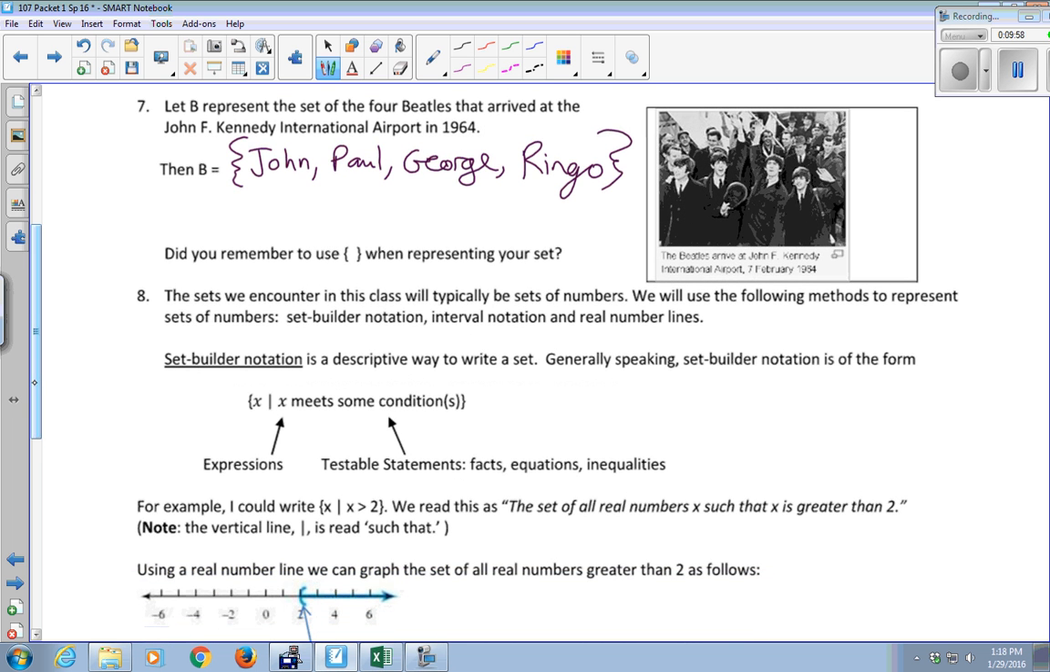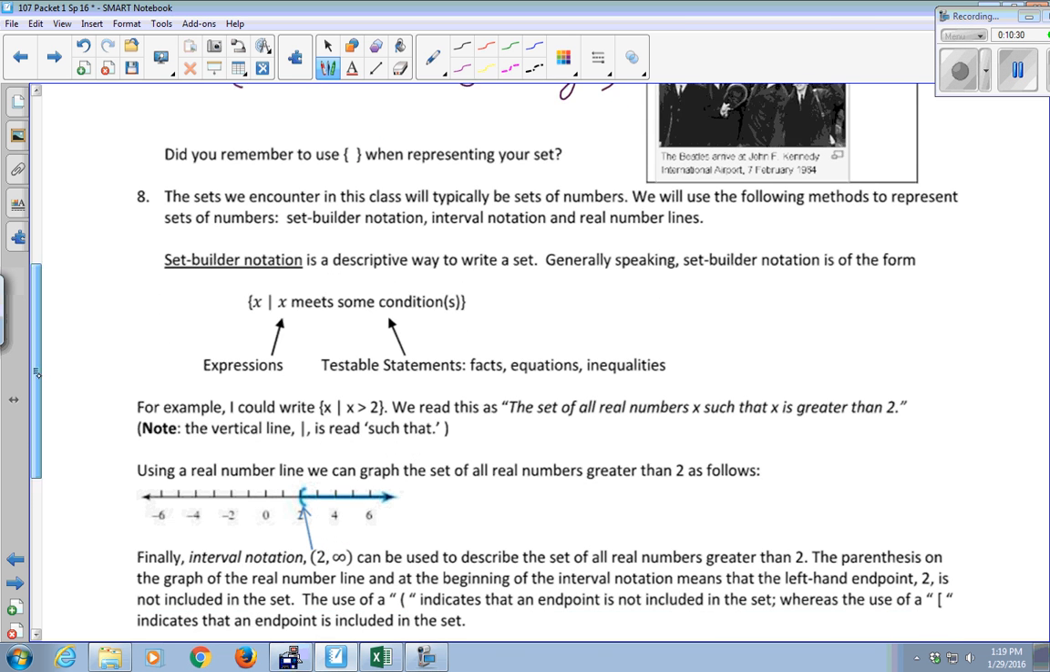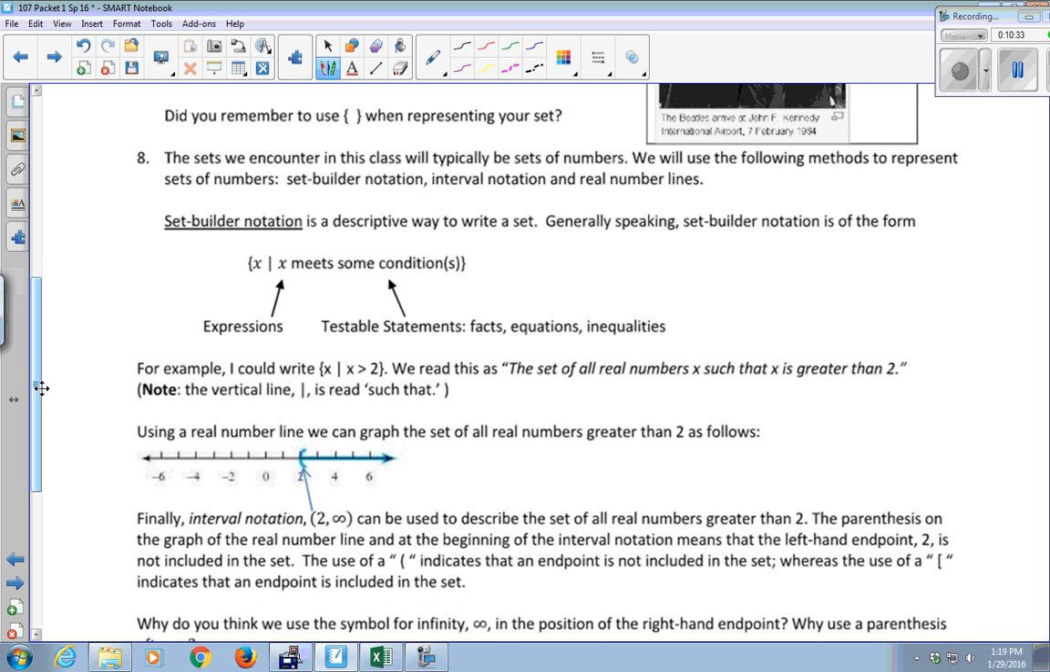So the sets we encounter in this class, I don't know, depends on your perspective, more or less fun than listing the Beatles, I don't know. But they're typically going to be sets of numbers. So we're going to use a couple of different methods other than just listing them out, because often we deal with sets that have infinite numbers of things in them, infinite number of numbers. So you can't write them all down. So we have a couple of different things that we can do to represent sets of numbers. We can do set builder notation, interval notation, or a number line, a picture.